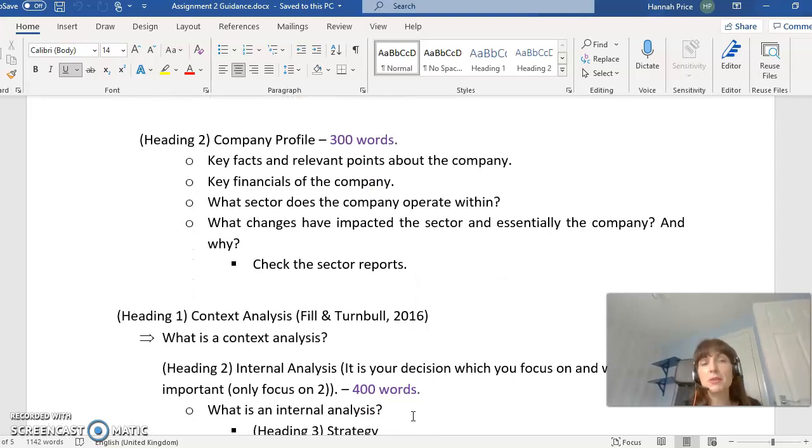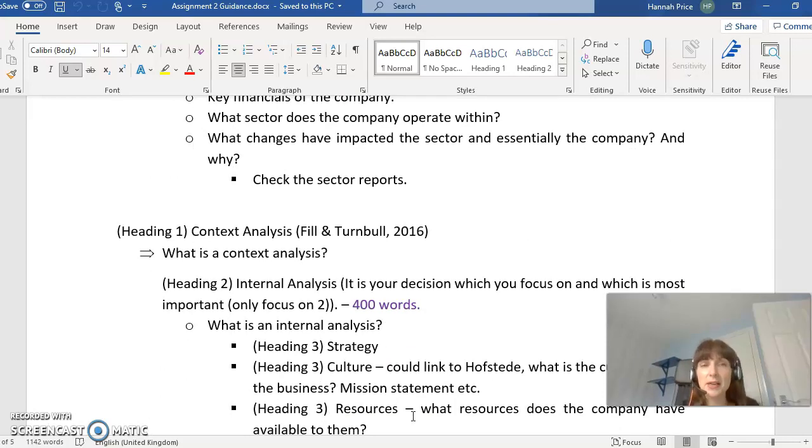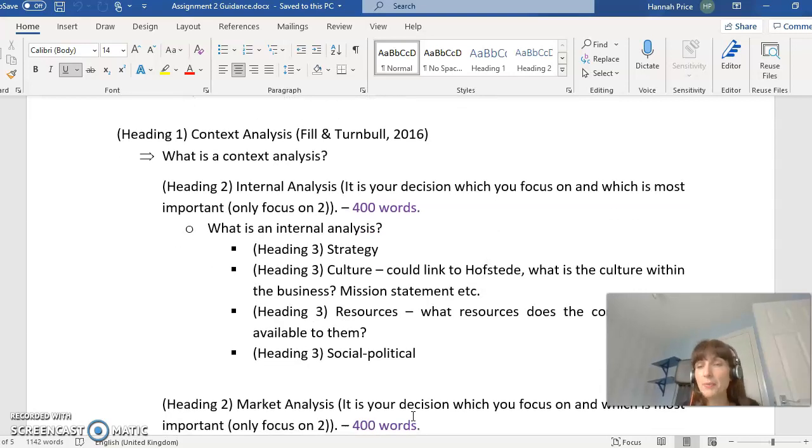Then you're going to talk to us about the context analysis, and you're going to explain what that is. You're firstly showing us an internal analysis, and you're only looking at 2 out of, there's 4 here, but you're focusing on 2. So what's the organisation's strategy, what's their culture like, all their resources, and socio-politically what's going on. So you only pick 2. The reason being, you've got 200 words for each of those. If you pick 4, then you haven't got the depth of analysis to give you the marks to pass.